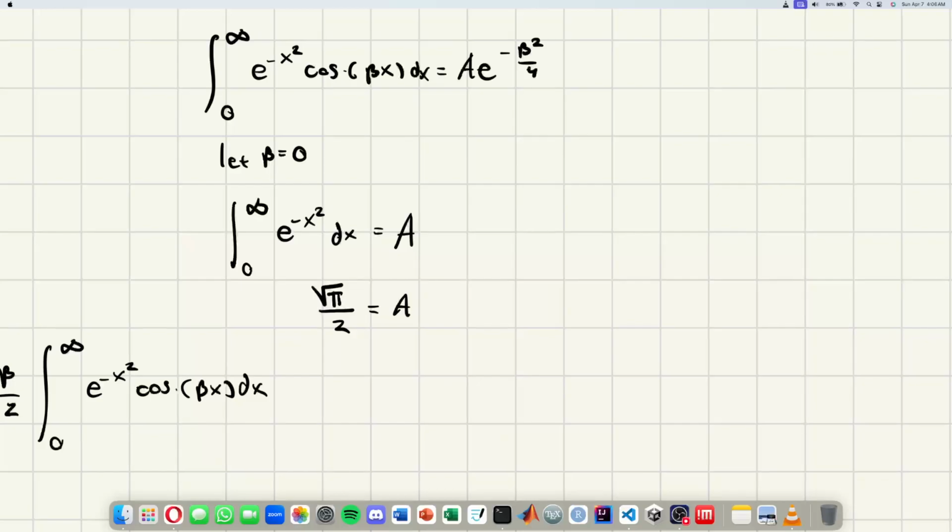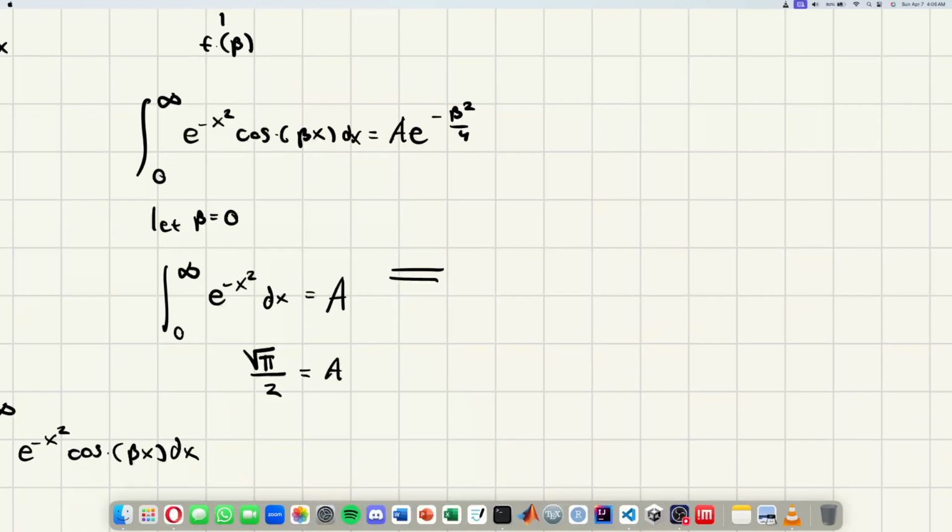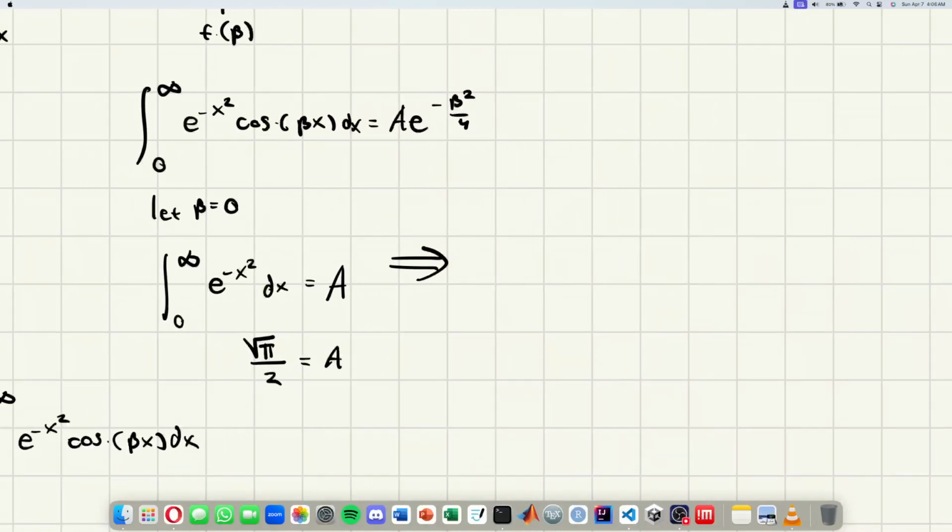So now let's go back. Now we can say that our definite integral from 0 to infinity of e to the minus x squared cosine beta x dx is equal to square root of pi over 2 e to the minus beta squared over 4. Okay, we don't need plus c, we're solving a definite integral. So are we done here?